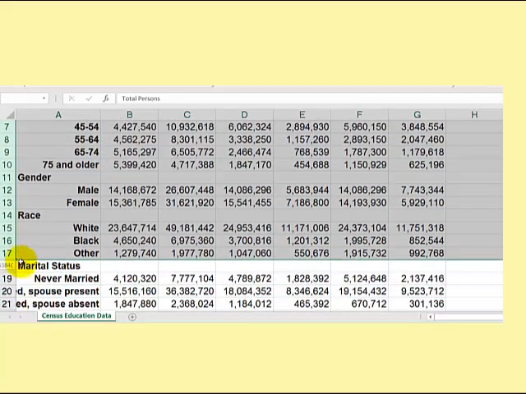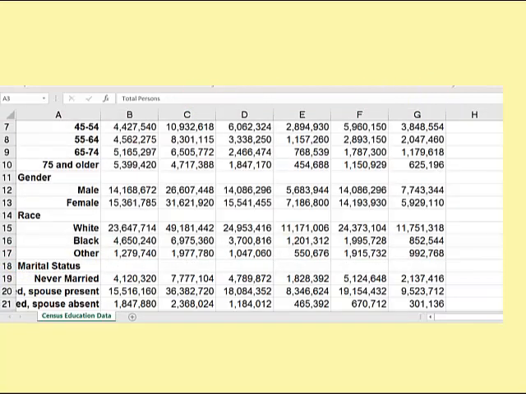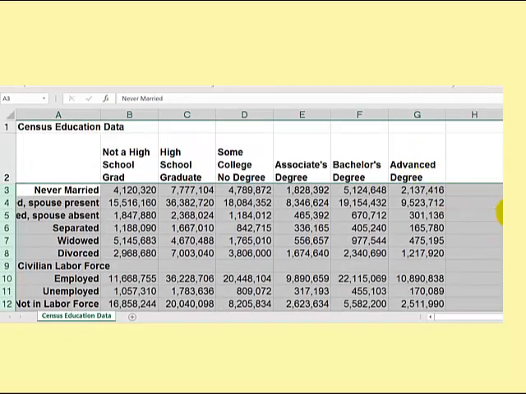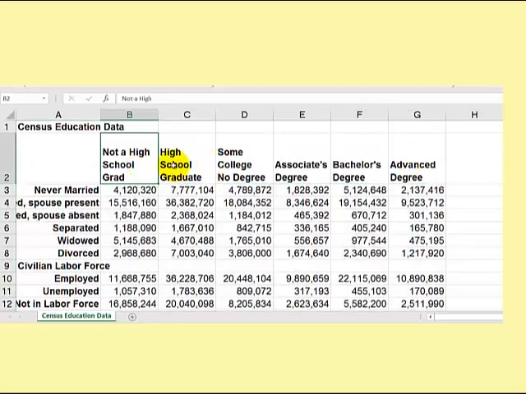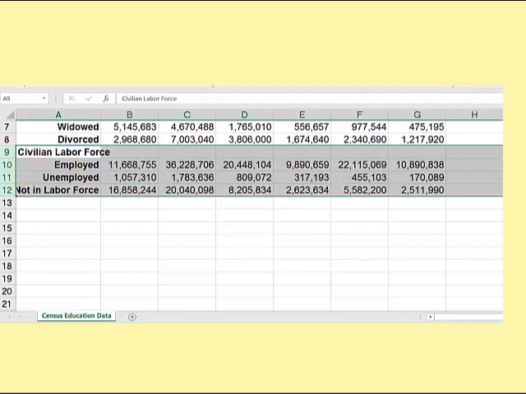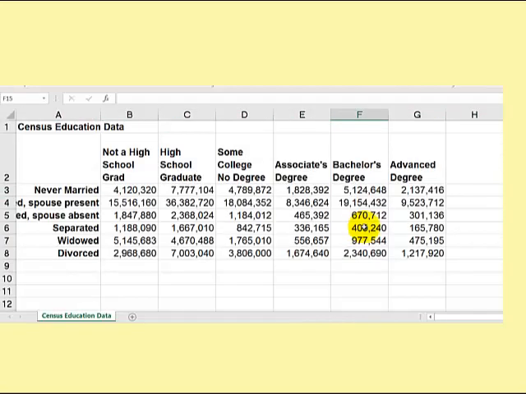So all I want is marital status and what kind of education they had. Sorry about that. Let me delete this stuff. Delete. So I've got their education up here, their marital status here, and let me get rid of these last ones. So there's my data that I'm going to use.